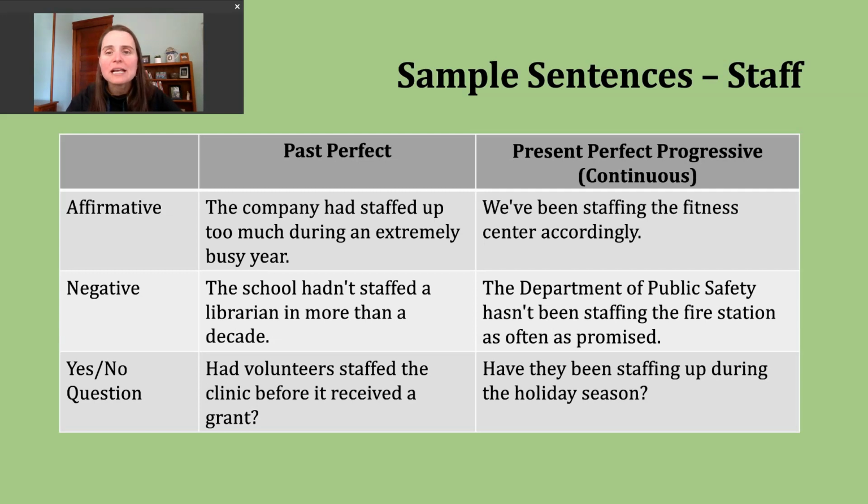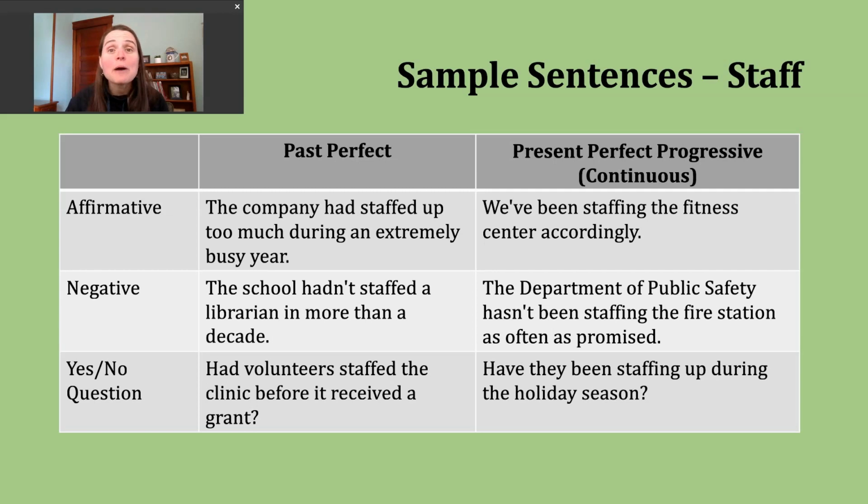Let's take a look at the first example sentence here. It says, we've been staffing the fitness center accordingly. So here the subject and have been combined into the contraction we've. I always tell my students, if you're more comfortable saying we have been staffing, that's great. It means the exact same thing. Now again, had the subject been he, I would have changed to has been. Small thing to pay attention to there in the present perfect progressive.